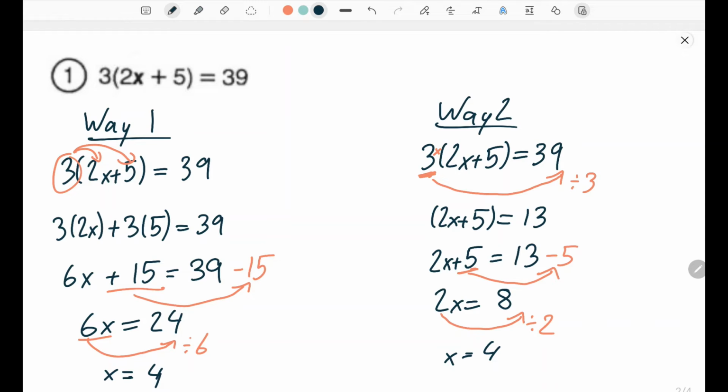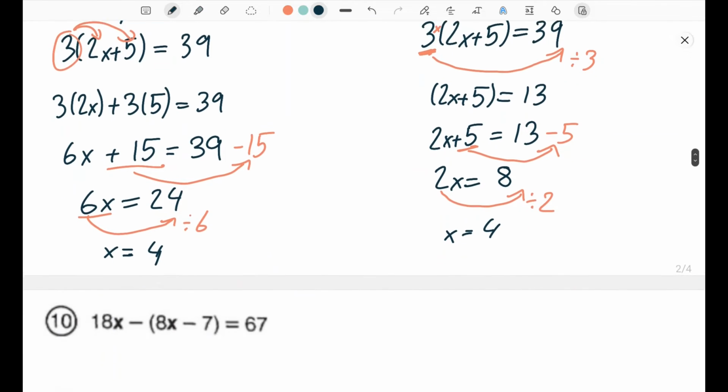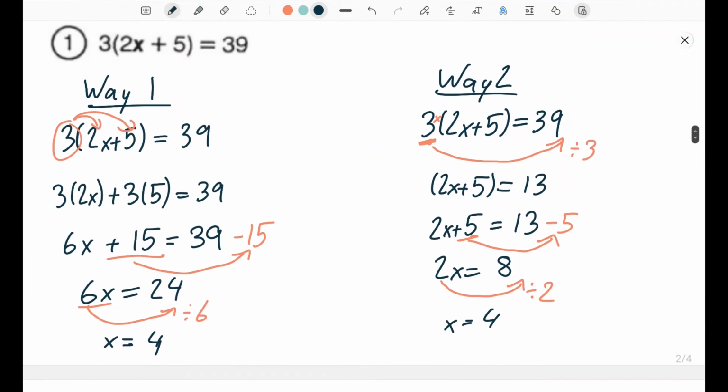But it gets you the same answer. And we did that in two totally different methods. So sometimes you can definitely get the correct answer in multiple ways. Okay, so now that you've gotten the answer of x equal to 4, what do you do with that answer?